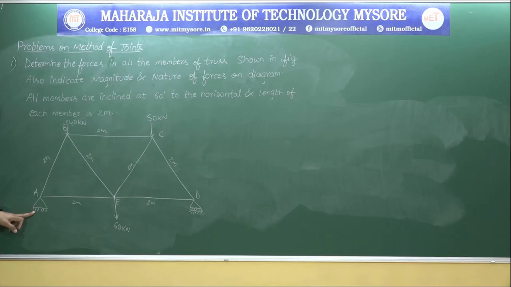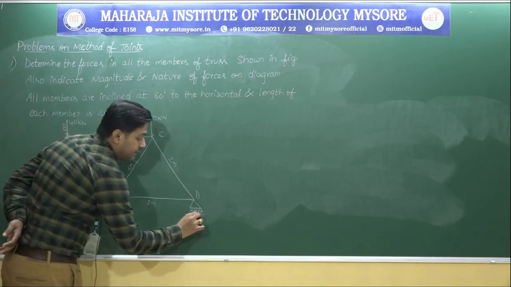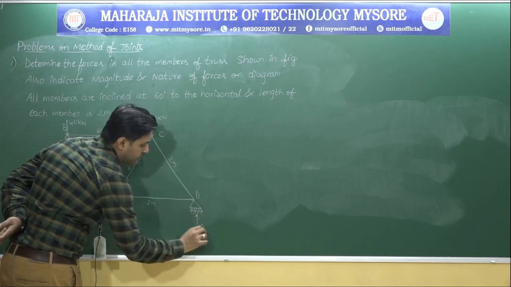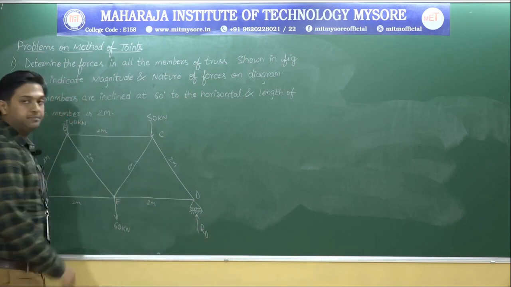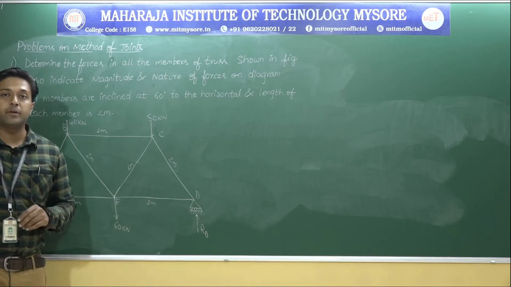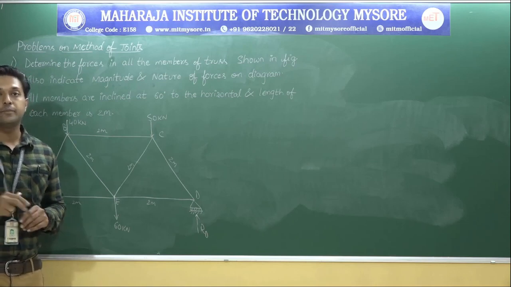At A it's a hinged support, so I can expect two values. One is in the vertical direction, I will be calling it RA, and one more is in the horizontal direction, I will be calling it HA. At the D support it's a roller, so I will be going with only one reaction, that too in the vertical direction, RD. Now I will be going with the equations of equilibrium.